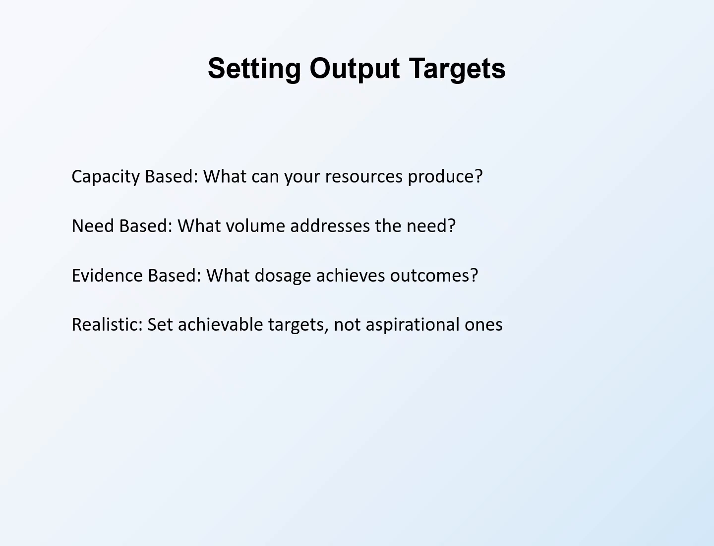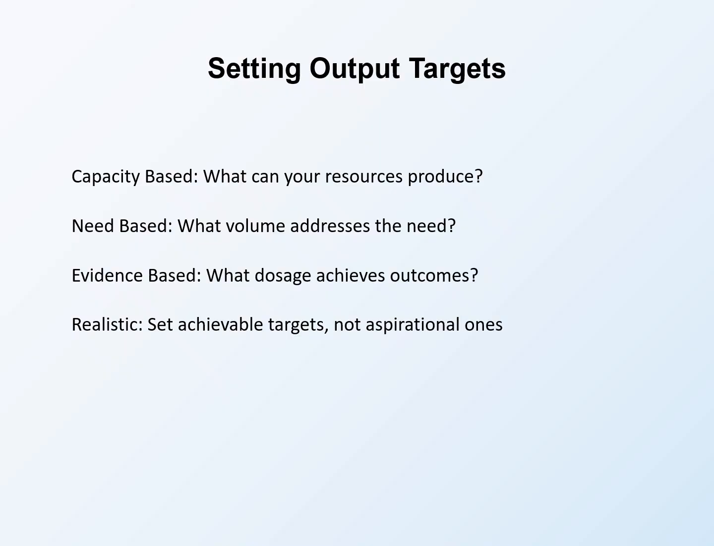Capacity-based targets consider what your resources can actually produce given real-world constraints. With your staff positions, facilities, and available budget, how many people can you realistically serve during the grant period? How many sessions can you conduct with your current capacity? Targets should always match organizational capacity to avoid promising what you cannot deliver.